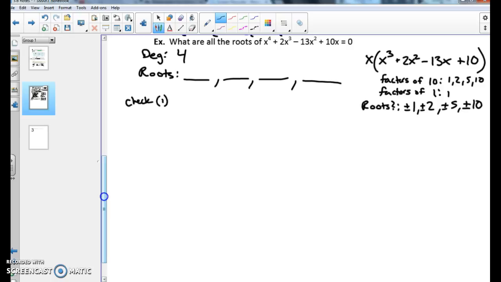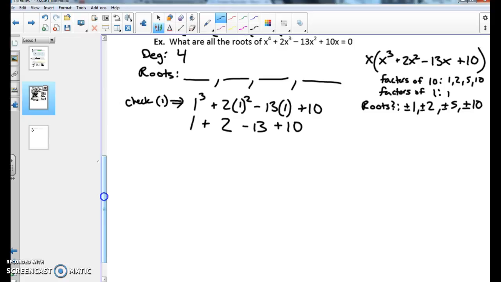Let's check 1. When I plug in 1 to this function, I'm going to get 1 to the 3rd plus 2 times 1 squared minus 13 times 1 plus 10. 1 cubed is 1. 2 times 1 squared is 2. Minus 13 times 1 is minus 13. And then we have a plus 10. So 1 plus 2, that's 3. 3 minus 13 is negative 10. Negative 10 plus 10 equals 0. So we have a winner here. 1 is one of our roots.